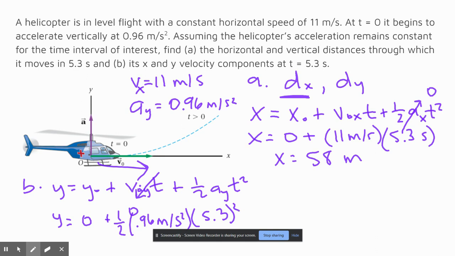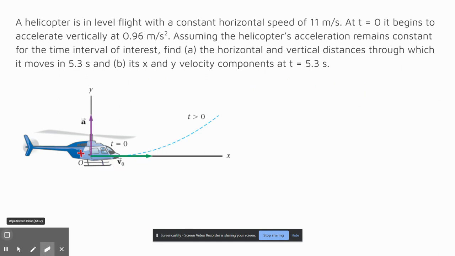And when you do this, you will find that y is equal to, and we need to use sig figs here, so it's going to be 2, it'll be equal to 13 meters. So now we know that it's going to travel 13 meters upwards and 58 meters to the right. Okay, that is part A. Now let's try part B, and I'm going to erase all of this.